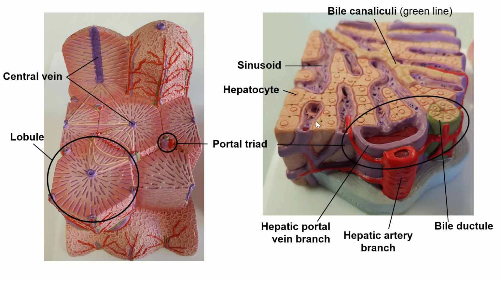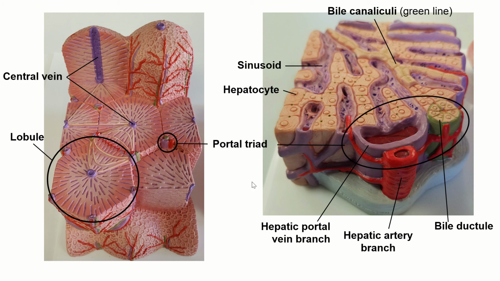What that looks like on our models, here's a lobule. You can see it's hexagonal. There's a portal triad at the corner. Again, this is just a portion of the lobule. Here's a portal triad, and then each of the lobules has a central vein at the center.